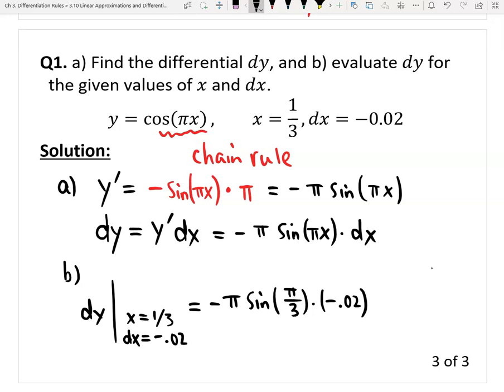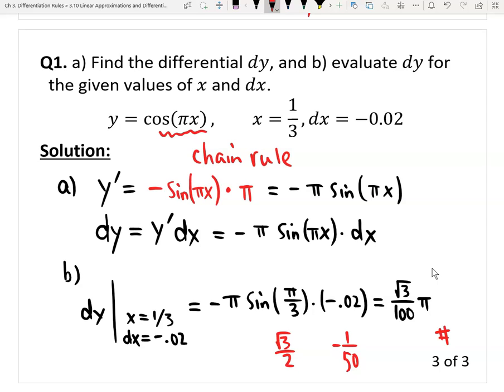And this is an easy calculation, right? Sine at 60 degrees is square root of 3 over 2. And this 0.02 is 1 over 50, of course negative. And then we multiply together and we get these results. Negative times negative goes to positive. So we have square root of 3 over 100 times pi. We still have a pi. So this is the answer for this question.